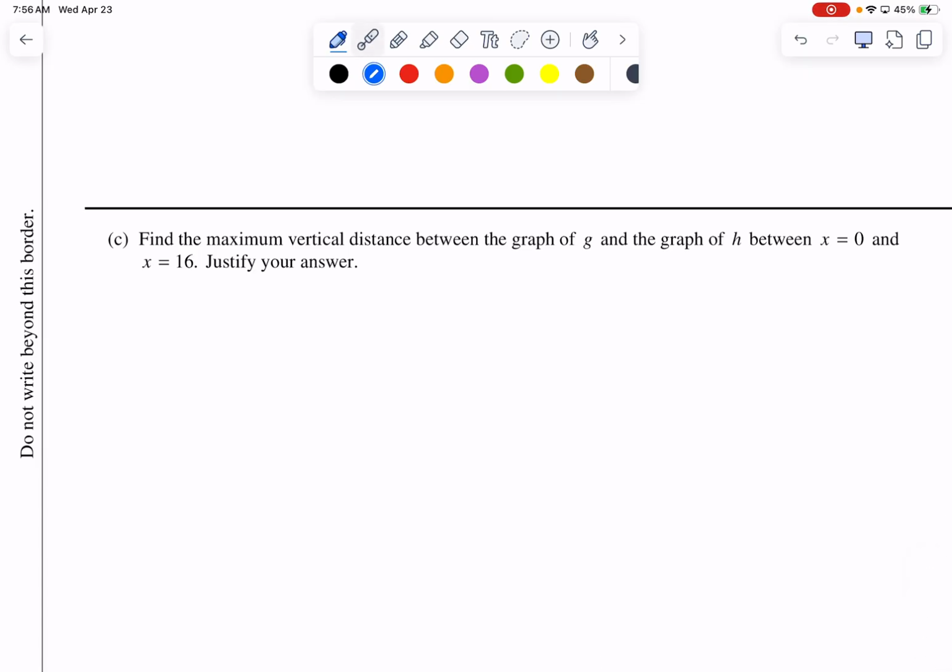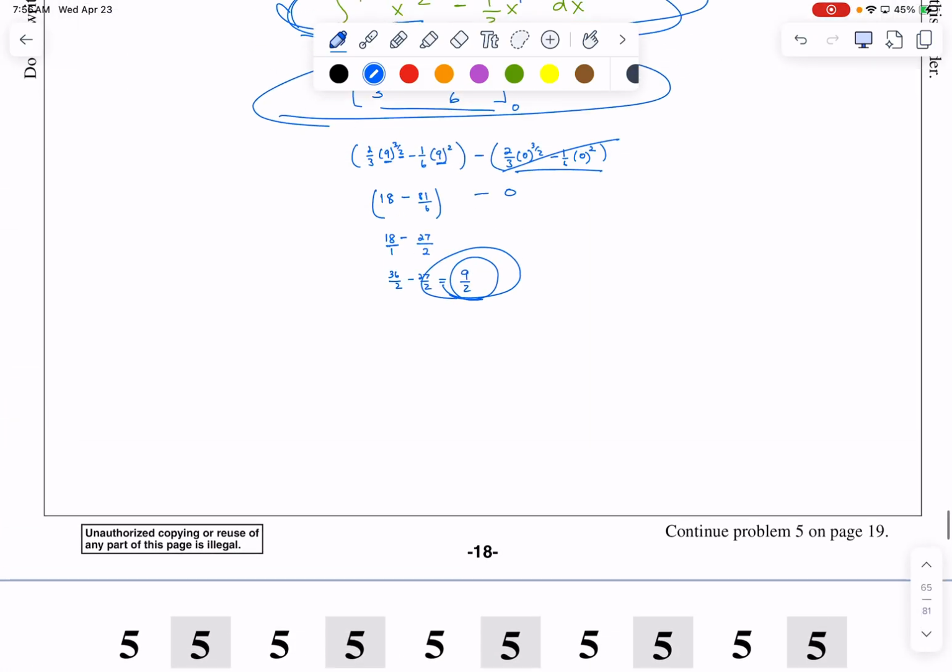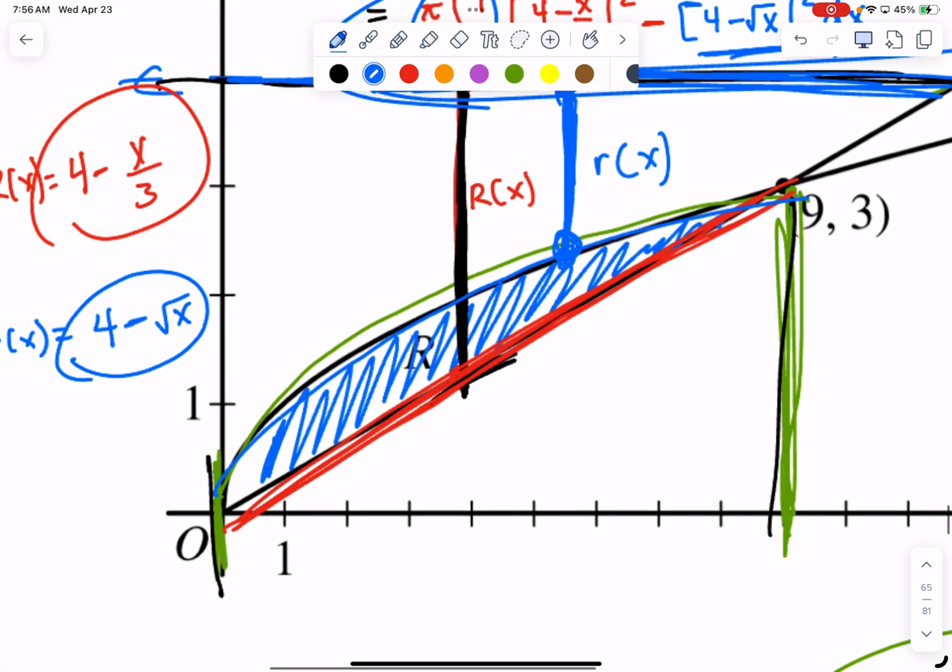It says find the maximum vertical distance between the graph of H and G. So the vertical distance between H and G, or G and H. Which one's on top again? Root x. Yeah, root x, and I think they called that G. So this one's G, this one's H. So the vertical distance is just how far between the two.